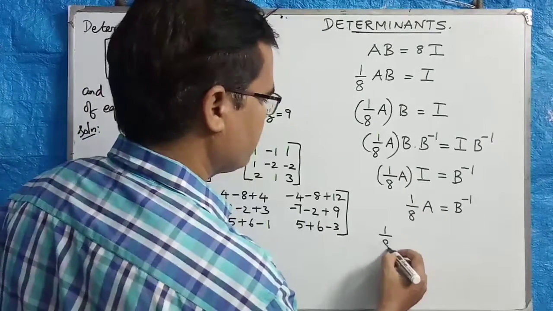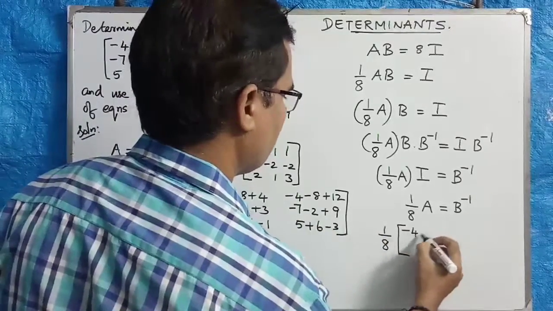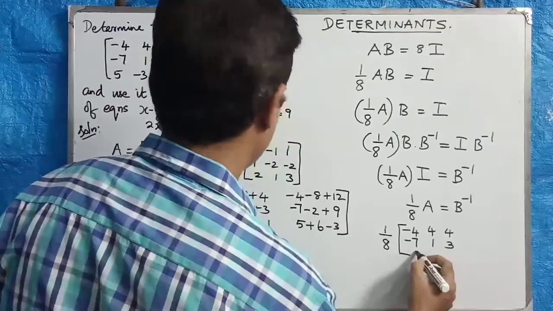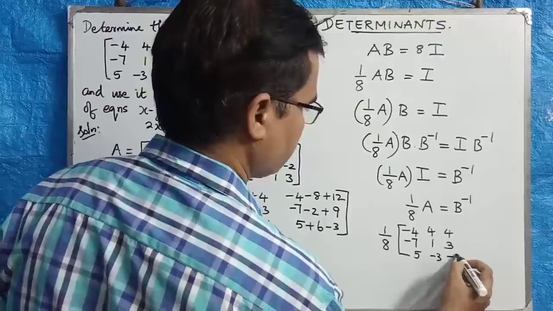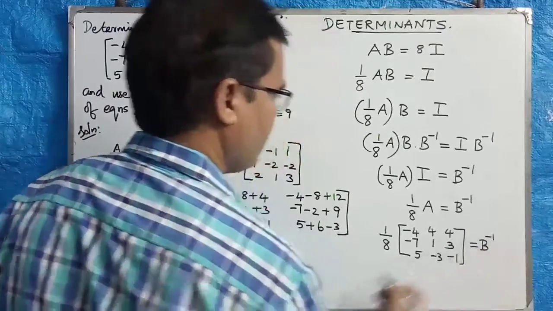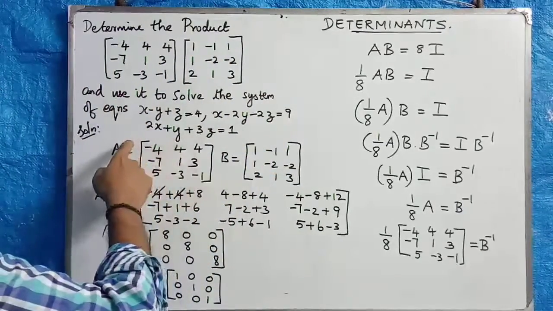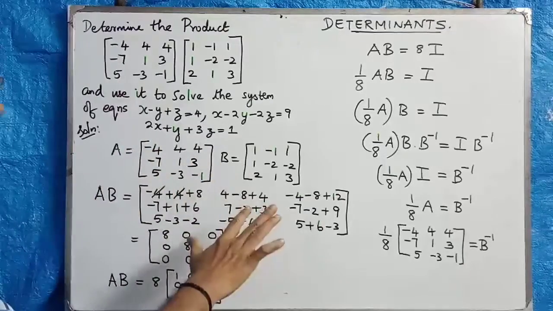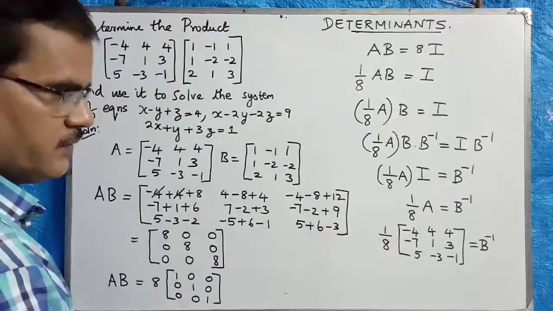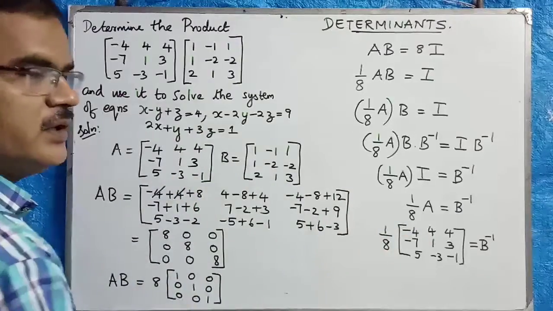So 1 by 8 times we have A here: minus 4, 4, 4; minus 7, 1, 3; 5, minus 3, minus 1. This is B inverse. Okay, children, now we'll express this system of equations in the format of Ax equal to B, and we will solve the question. So using the product, we have found the inverse. If your system is given as in this matrix, then I would have found the A inverse.